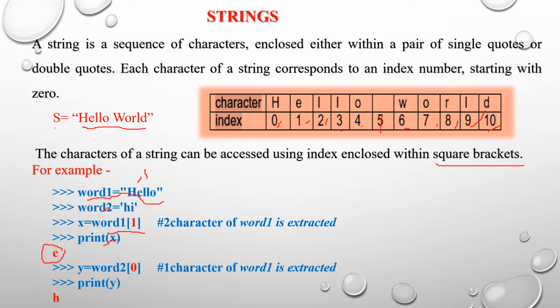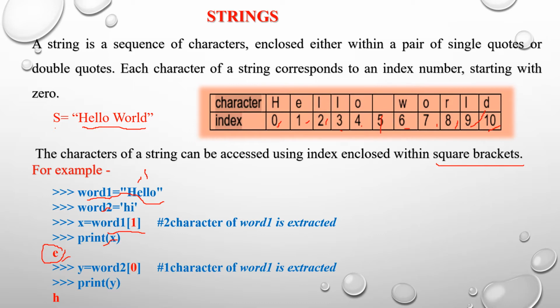The index of h is 0, the index of e is 1, the index of l is 2, another l is 3, and o is 4. Here we are accessing the string with indexing. We are going to print the word with index 1. After that we print the x value, so x is the first index character. The character e is going to be printed.